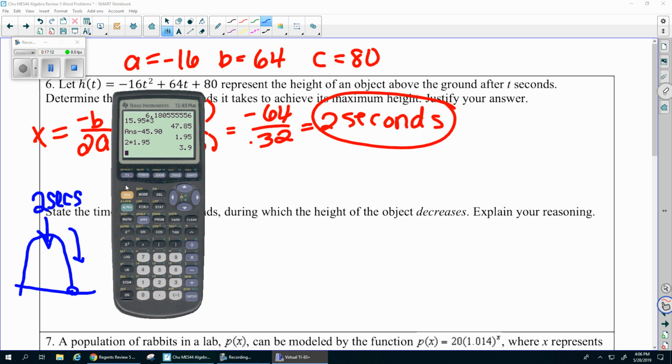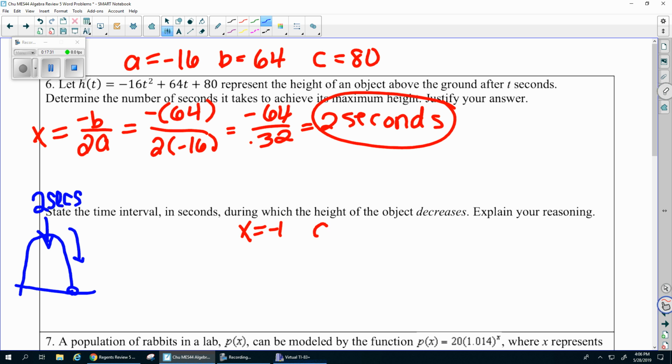What are the zeros? So we're going to go to y equals, and let's plug this equation in. Negative 16x squared plus 64x plus 80. Let's take a look at our table. Our two zeros are when the y's are equal to 0, and that's at -1 and x equals 5. Well, these represent seconds, so it cannot possibly be -1. So from 2 seconds all the way until 5 seconds, the height of my object is decreasing.